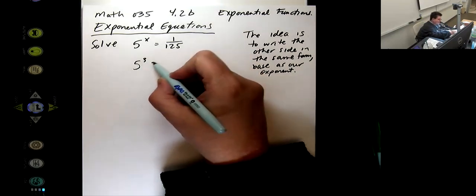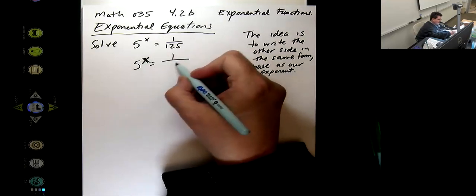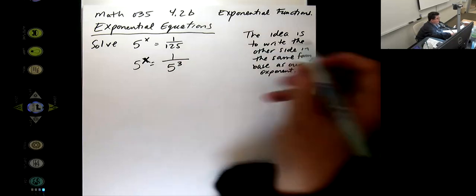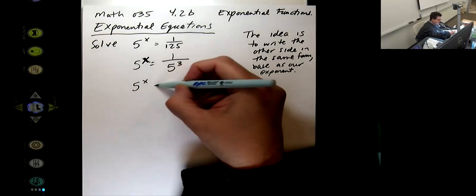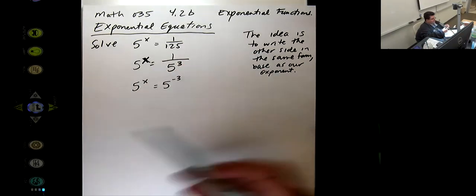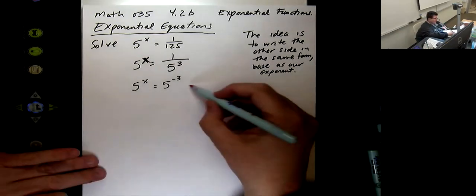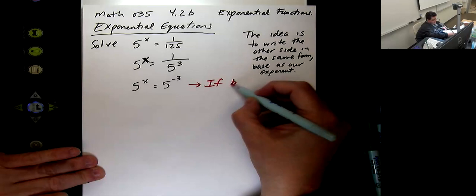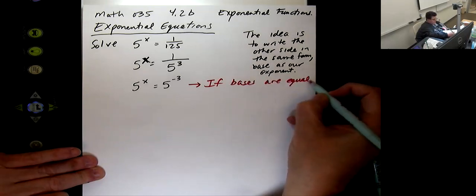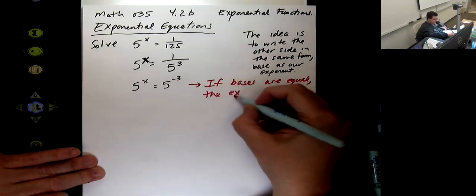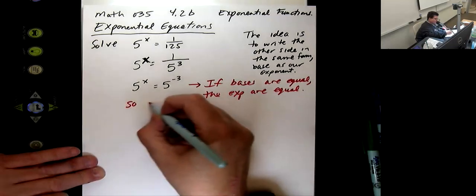So if I want to rewrite 125, 125 is 5 cubed. And I can move that to the top by making the exponent negative. When you get it to this form, if the bases match, the bases are equal, the exponents have to be equal. So x equals -3.